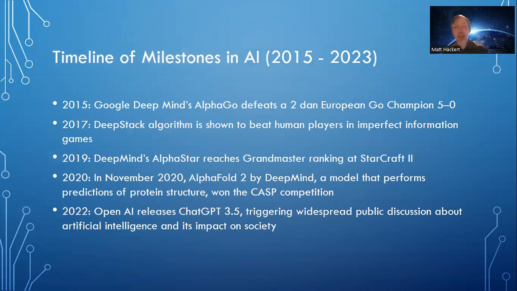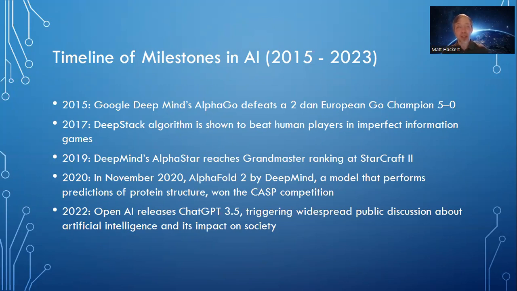In 2015, Google DeepMind's AlphaGo version Fan defeated 3-time European Go champion, 2-dan professional Fan Hui by 5 games to 0.